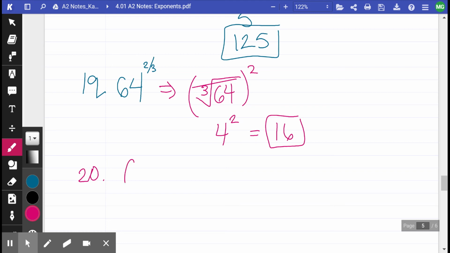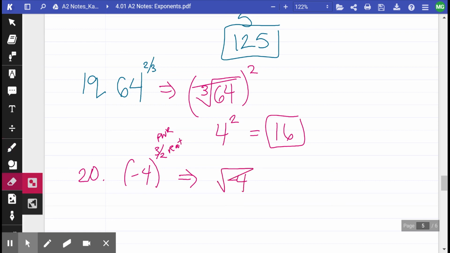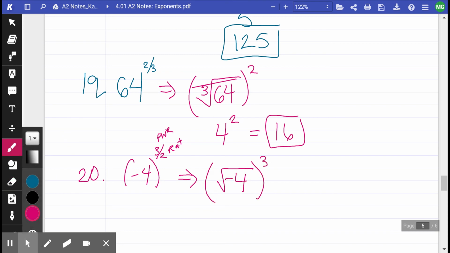Okay, let's try -4 raised to the 3/2 power. Pause the video and see if you can set that one up. All right, so it's power over root. So the root is the 2nd power, which means it's the square root of -4. And we're raising that to the 3rd power. Okay, so what's the square root of -4? Oh, it's a negative under the radical. Pull it out. It becomes 2i raised to the 3rd power. Then 2 to the 3rd. Don't forget to raise that to the 3rd as well. It's going to be 8 and i to the 3rd.